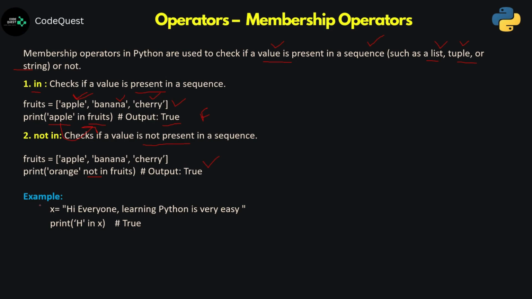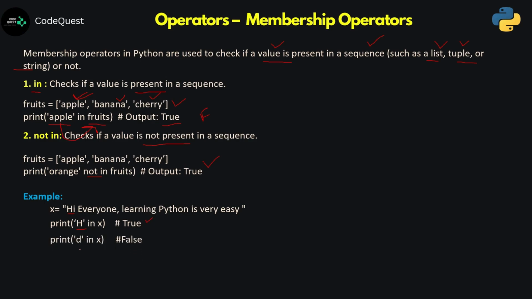Now, here I took a list of items. If I'm taking a string, suppose my string is "Hi everyone, learning Python is very easy." Now I'm checking whether H in x, whether H is available or not. And mind you, this is a case sensitive one. Because the uppercase H is available here, the result is true.